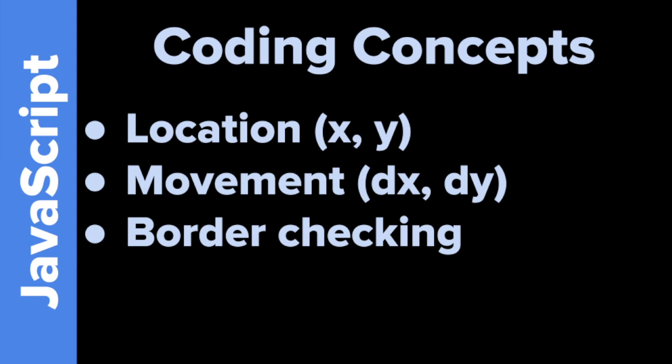So we have a location of the ball, and that's going to be our x and y coordinates. We have the movement of the ball, represented by dx and dy. D is Greek for delta, and it means change. So if you're moving to the right, your x is changing by a certain amount, that's your dx. If you're moving to the left, your x is changing by dx in a negative direction, which we'll see in a little bit.